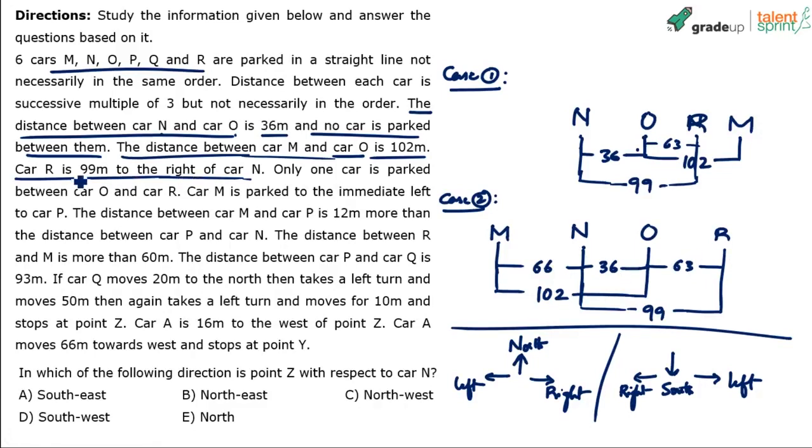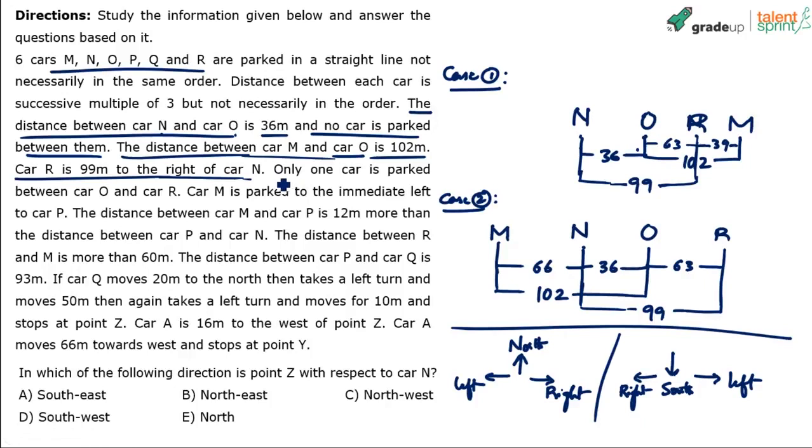The point given was R is 99 to the right of N. You can also find out the distance between R and M if you want. See, the total distance between O and M is 102, out of which 63 is this side. So 37 plus 2, 39 should be on this side. This would be 39, between R and M. You getting it? So this is how you can find out the distance between consecutive cars, once you have enough data there. Anyway, move to the next point.